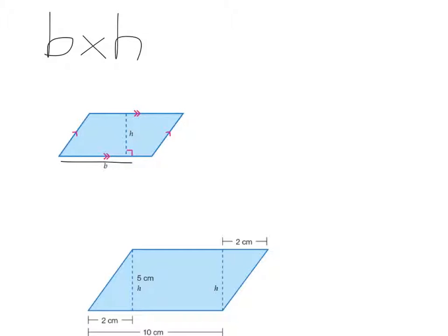B would be your base, so where it's sitting on. H would be your height, and height is always shown with a little dotted line, as you can see here. So it actually is BH, because B times H right next to each other.